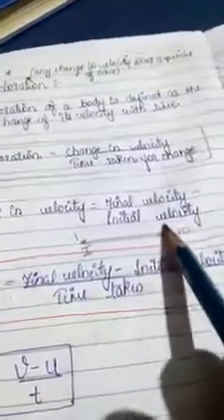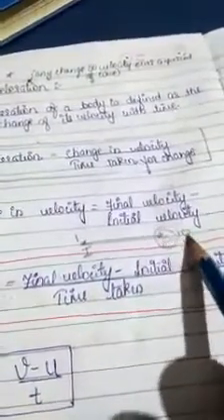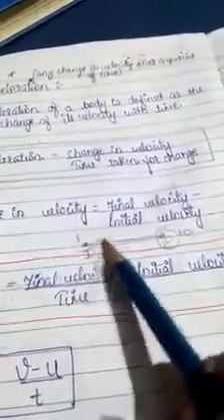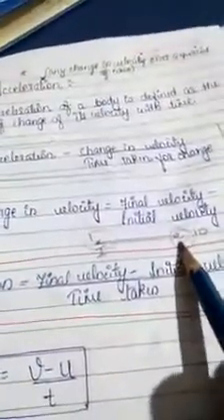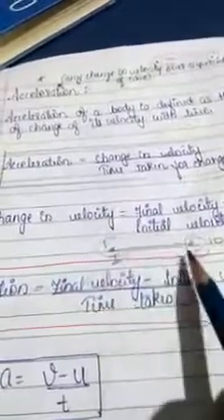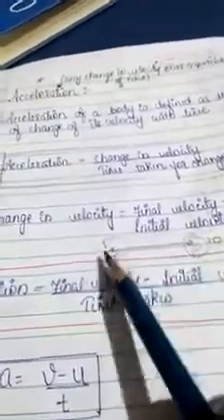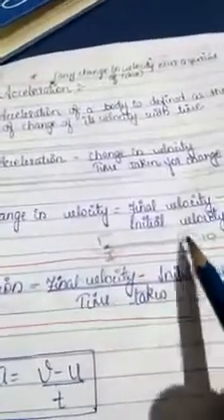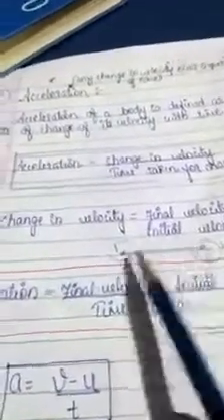That means the final velocity is 10 and initial is 1. That is 10 minus 1. So what you'll have? That is 9. So change in velocity means it is only 9. That is, a body is changing its velocity from initial to final. So the difference between them, that we'll see as a change in velocity.